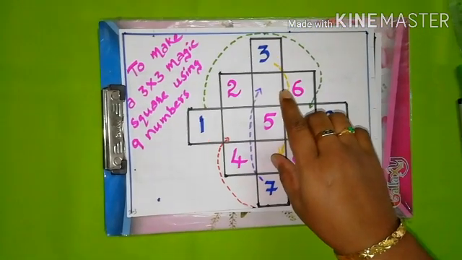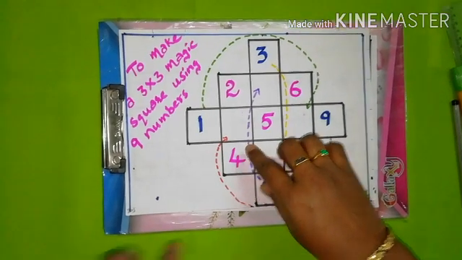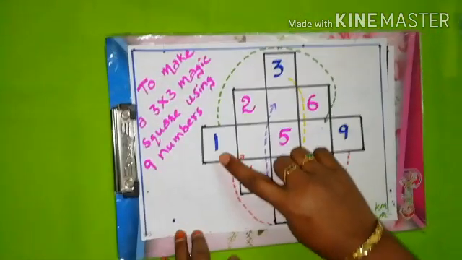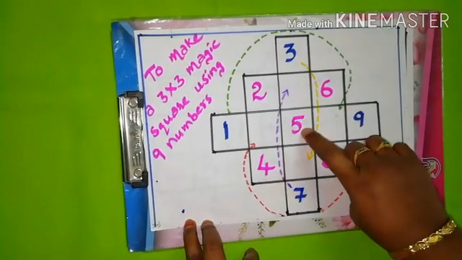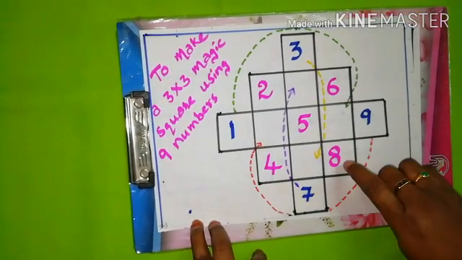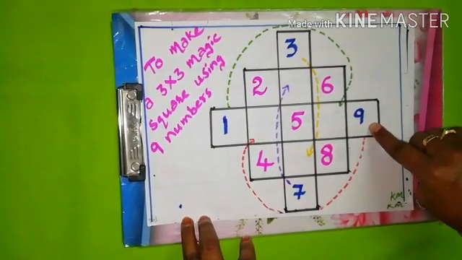To make you understand easily, I am taking single digit numbers and I am writing those 9 numbers in this order: 1, 2, 3, 4, 5, 6, 7, 8, 9. Children, observe carefully the way I have written.